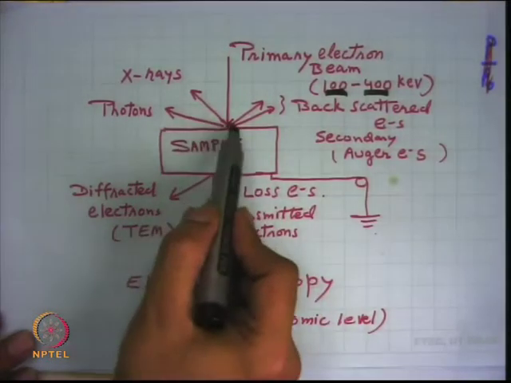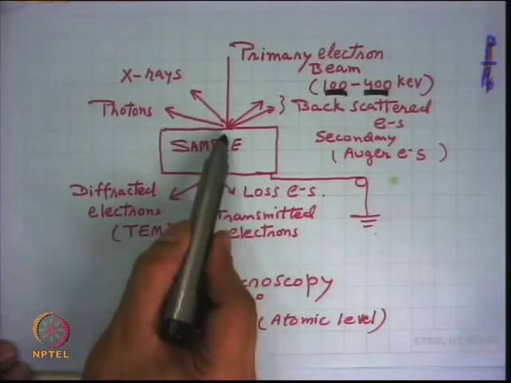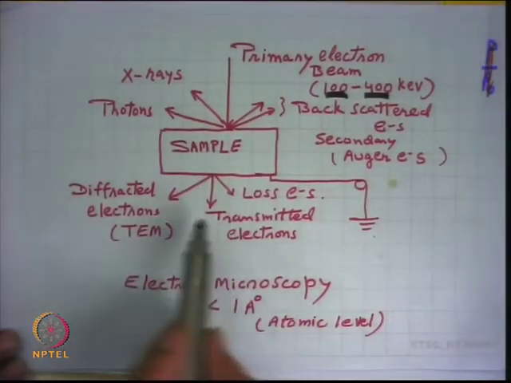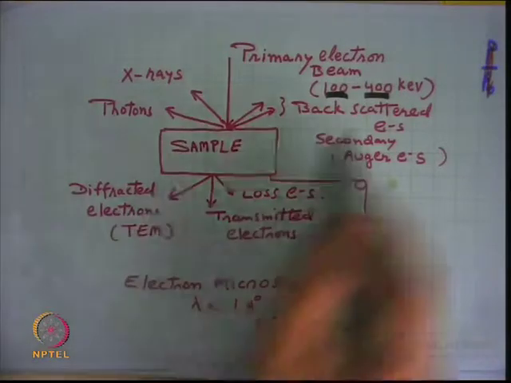And there may be some X-rays which reflect from the surface, there may be photons, and if the material is soft, then there is also a kind of diffraction, depending upon the beam energy. So it can be a diffracted electron, and that is principally used for transmission electron microscopy. So you measure the property of the diffracted electron.